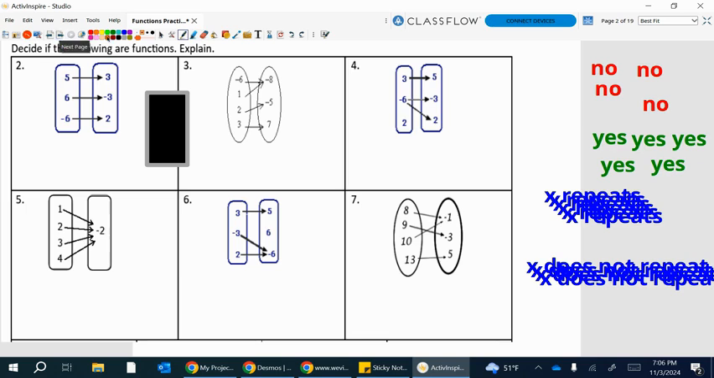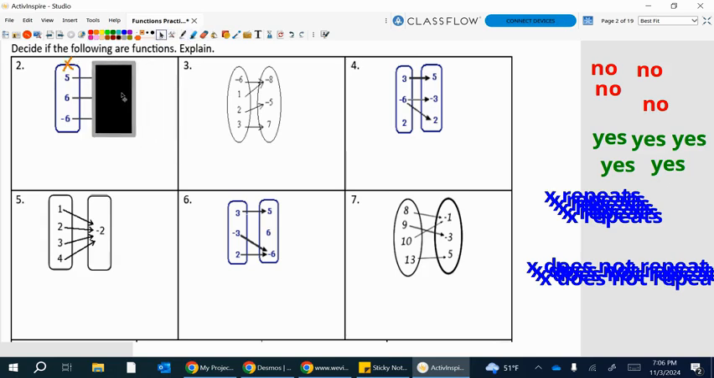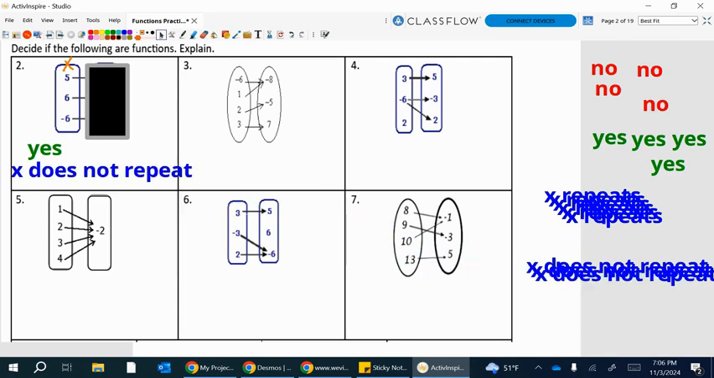Okay, number 2, for each question on this page, we're going to decide if the following are functions. So that's yes or no, and then explain. So we know that in order for something to be a function, the important part we want to look at is the x. So I'm going to go ahead and cover this up, and I see there is only one line coming out of each number here in the mapping. That means that the answer is yes, it is a function, and that's because x does not repeat. All of the x values are different.